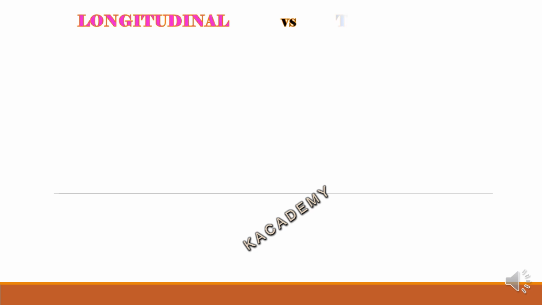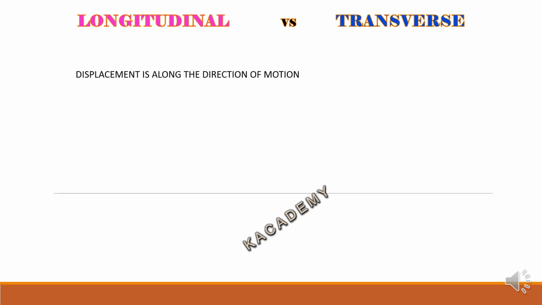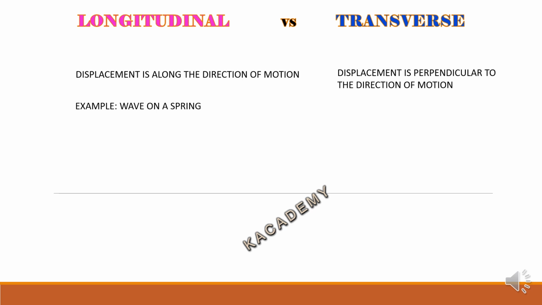Waves can be classified as longitudinal or transverse waves. Starting with longitudinal waves, displacement in such types of waves is along the direction of motion, whereas on the other hand, displacement in transverse waves is perpendicular to the direction of motion. Examples of longitudinal waves include waves on a spring, whereas examples of transverse waves include electromagnetic waves, which we just discussed, ocean waves, or waves on a string.